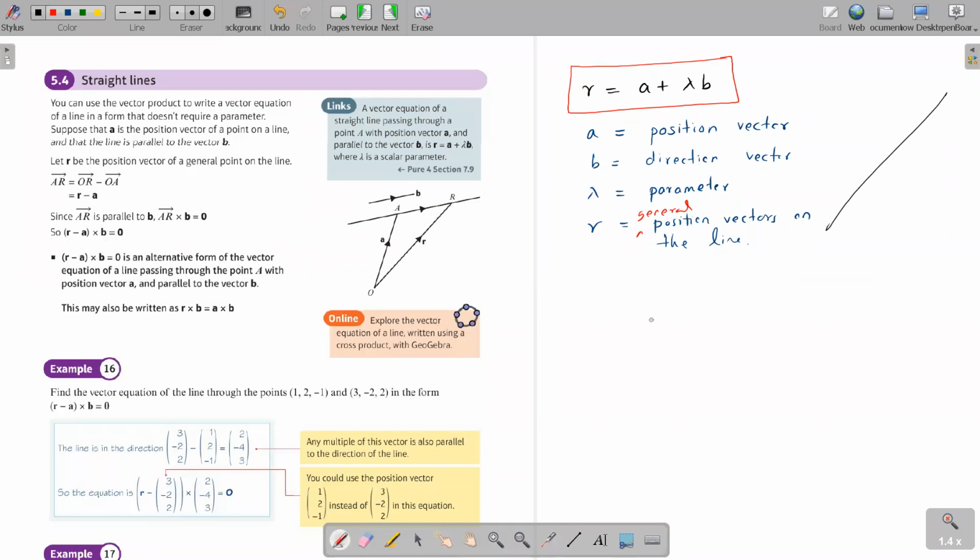So this is the main equation that we are using. In F3 we use the vector equation of a line, which is (r minus a) cross b equals 0. Once again, the notations are very similar. a represents a position vector on your line. b represents the direction vector of your line. r is a general position vector on the line.